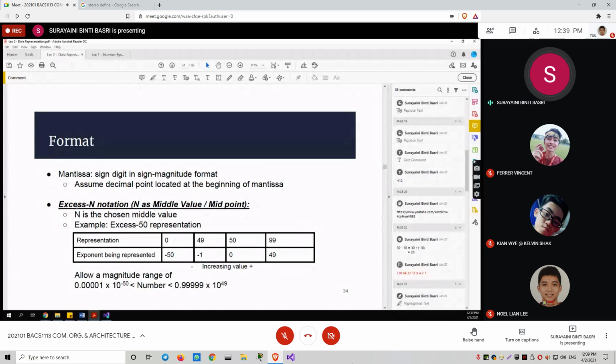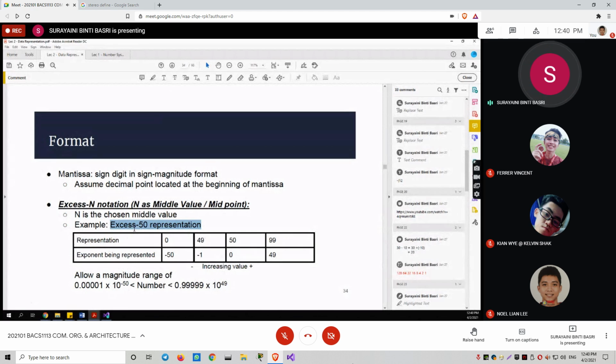Okay, so your exponent number, if it is using excess 50 representations, meaning to say that your exponent number can only go up until 49 because it started from 0. So the positive number of your exponent can only have a maximum of 10 to the power of 49, and the minimum number is 10 to the power of negative 50. Okay, so it is called excess 50 representations.